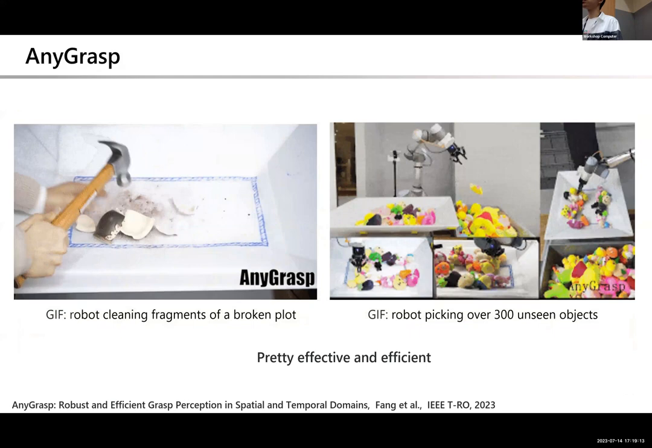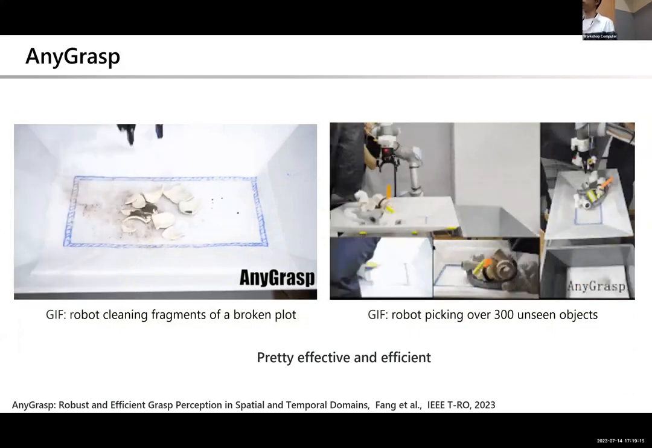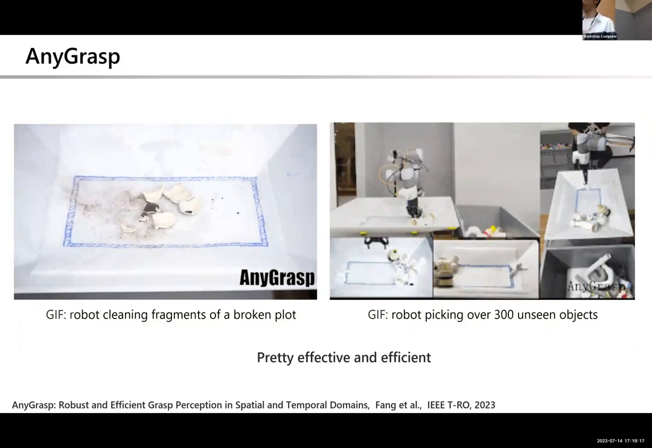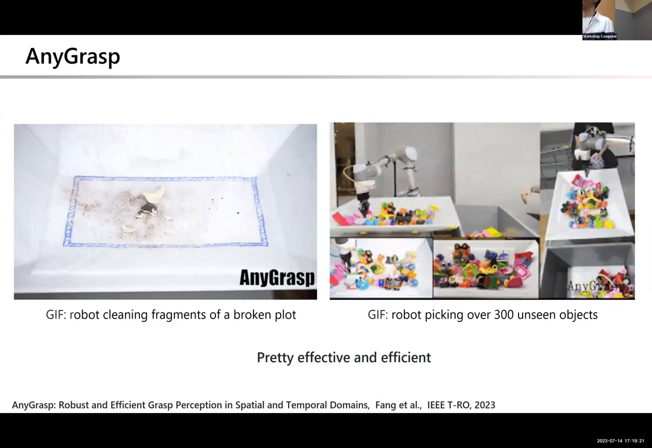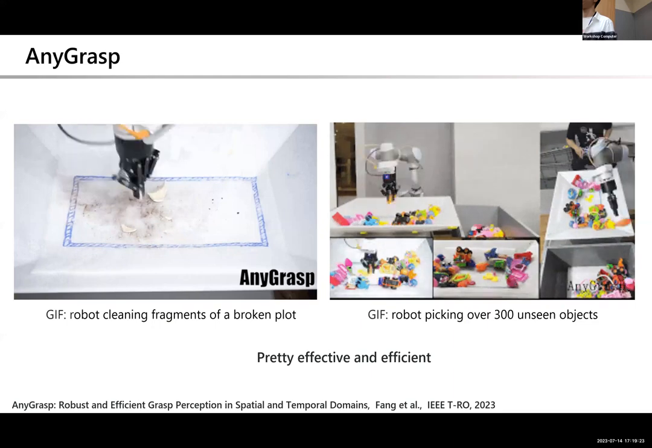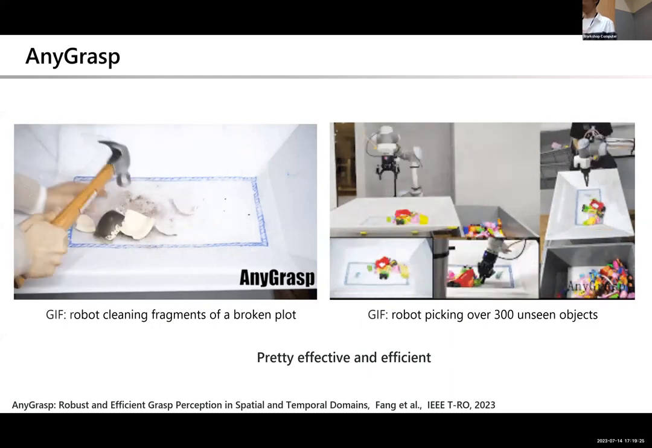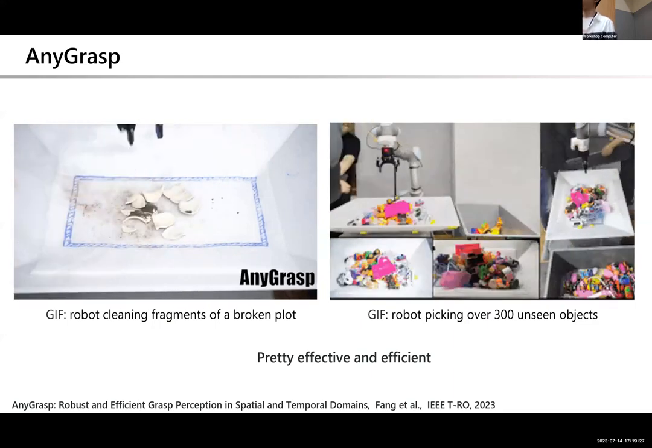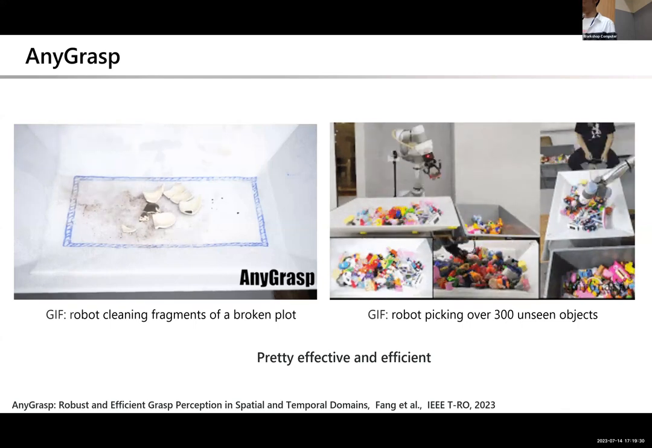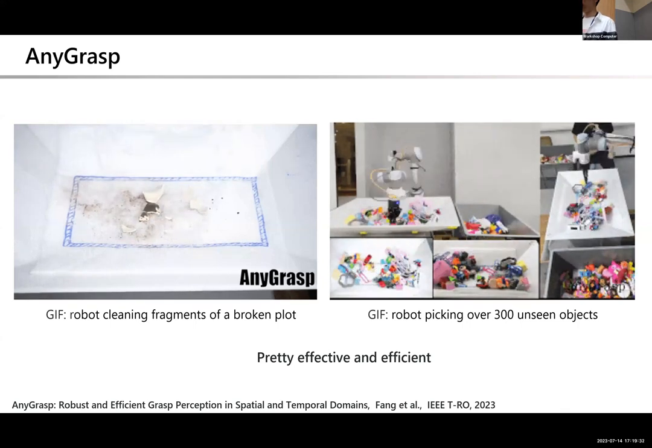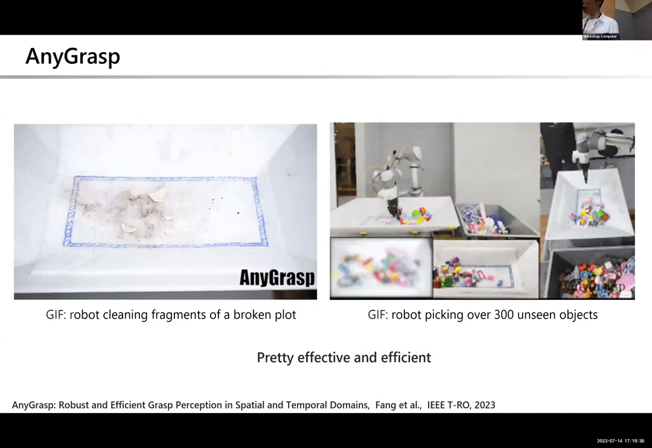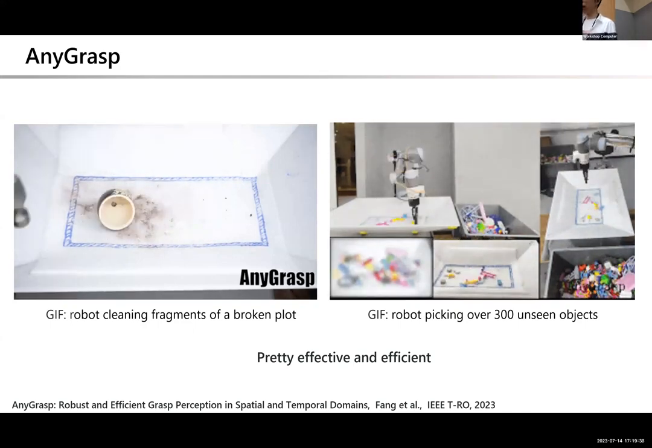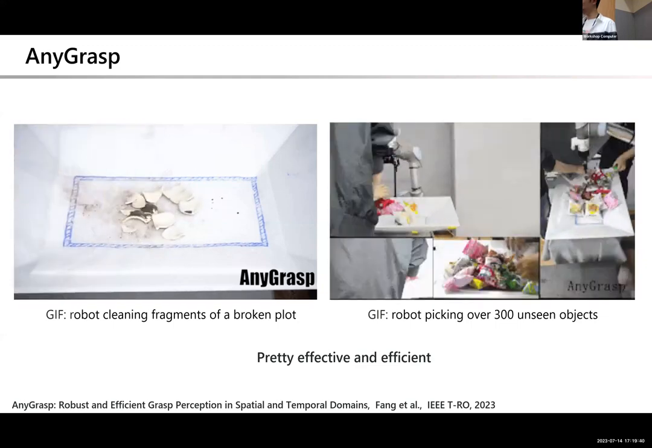And based on this data set, we develop AnyGrasp. Here I would ignore the technical details and just want to show what we can achieve after training on billion level grasp poses. In the left demo, I show a robot that's trying to clean the fragments of a broken pot. We can see that each fragment has a random shape, but the robot can grasp them very well.